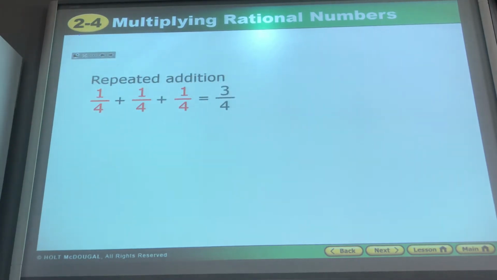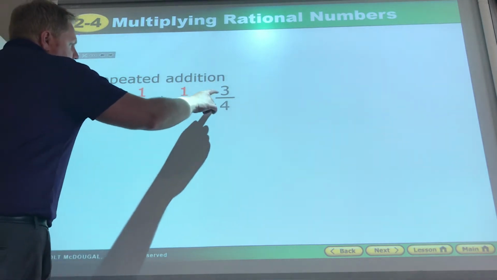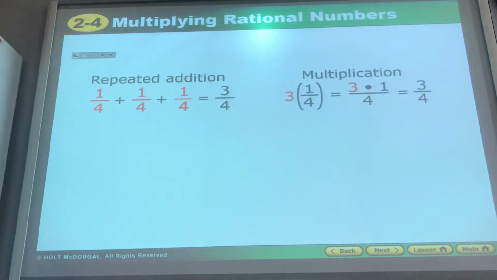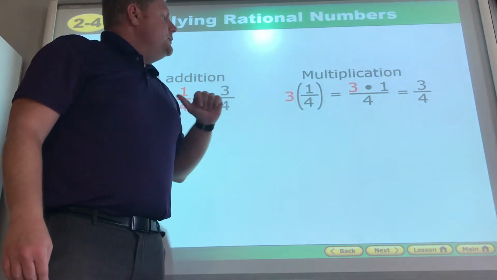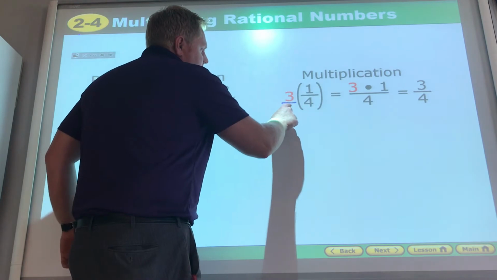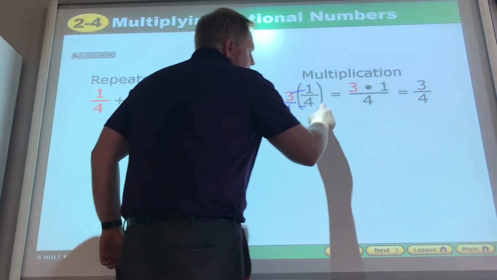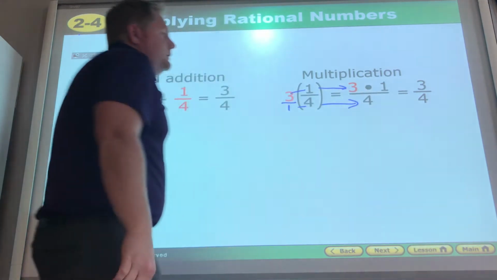So, repeated addition. 1 plus 1 plus 1 is 3. 4 plus 4 plus 4. The denominators stay the same. So that's the same as multiplication. 3 times 1/4. If you'll remember, I like to write it like this: numerators times numerators, denominators times denominators. We get our answer.